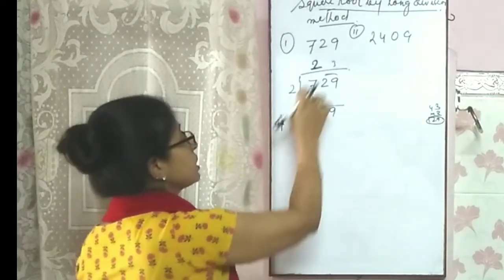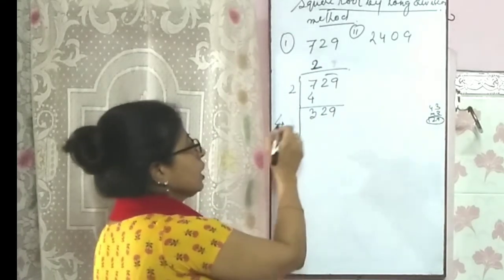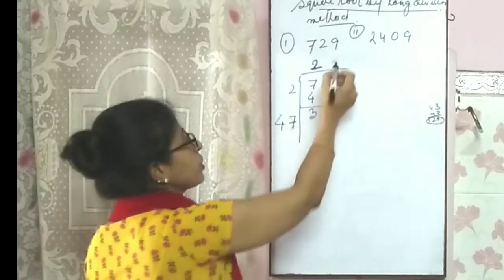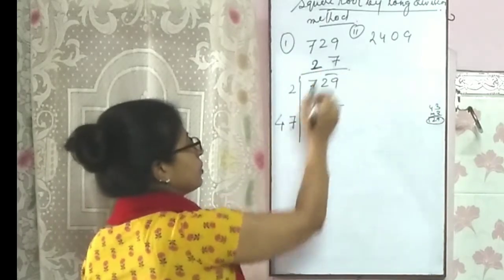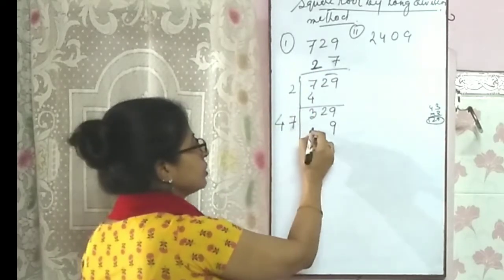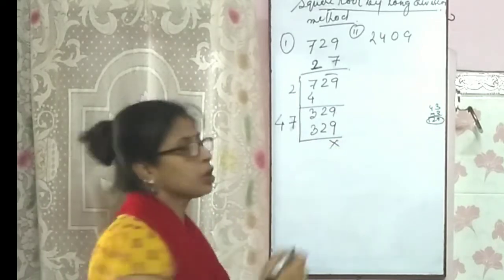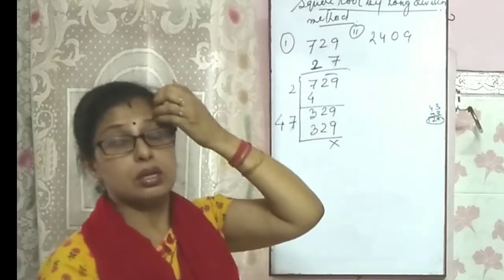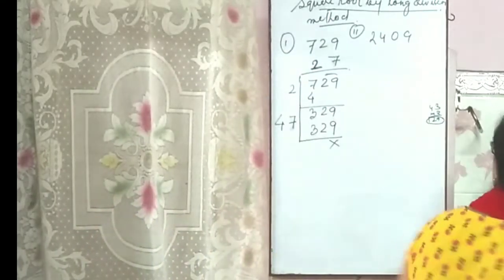So go on taking numbers in such a way that you reach that number. If I take 7 here, here also 7 is taken, that means 47 into 7. So you multiply. Now it's matching. Sometimes it may not match. If it doesn't match, then we will say that the number is not a perfect square. So let's check this one.